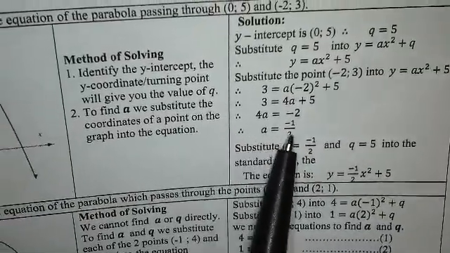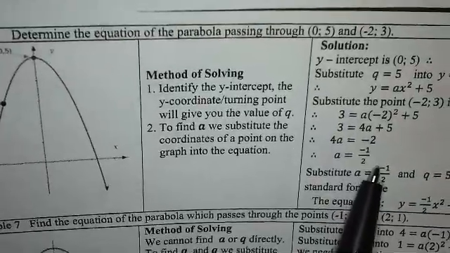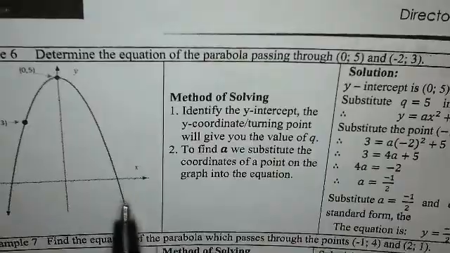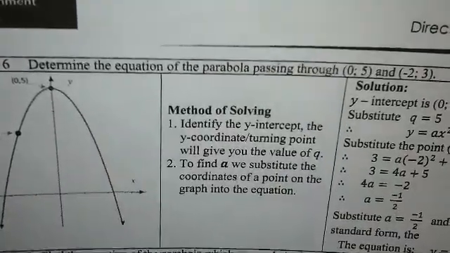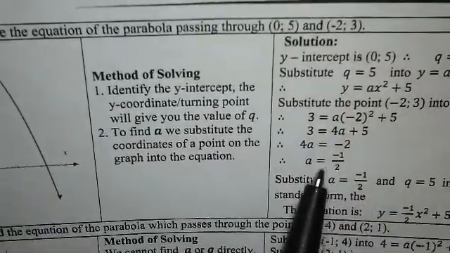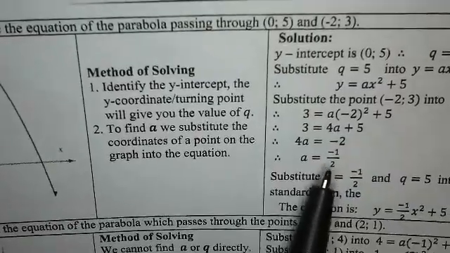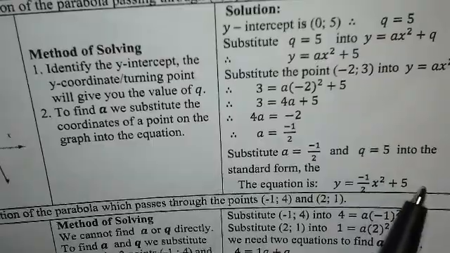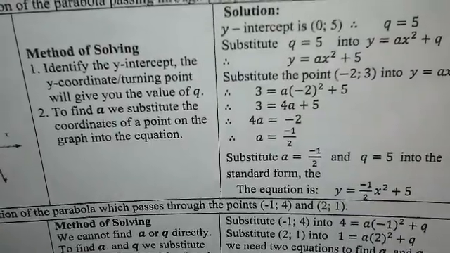If you get a negative answer, just make sure you correlate that and look at your graph. Can you see it's a maximum one, a sad face? So that one's supposed to be a negative value there. Now you've got the value of a and q, and then you substitute both of them into your general form, and that's your equation then.